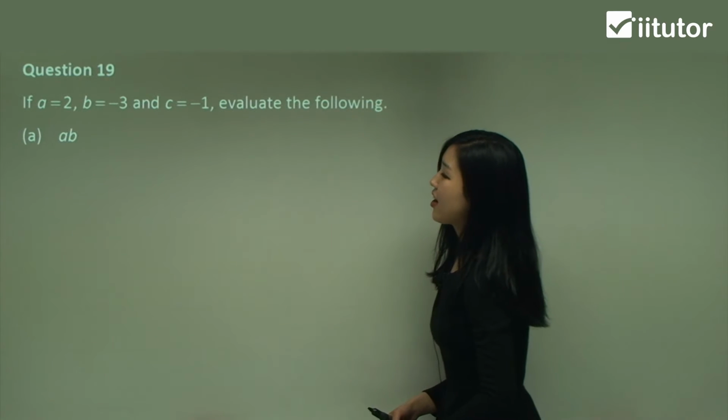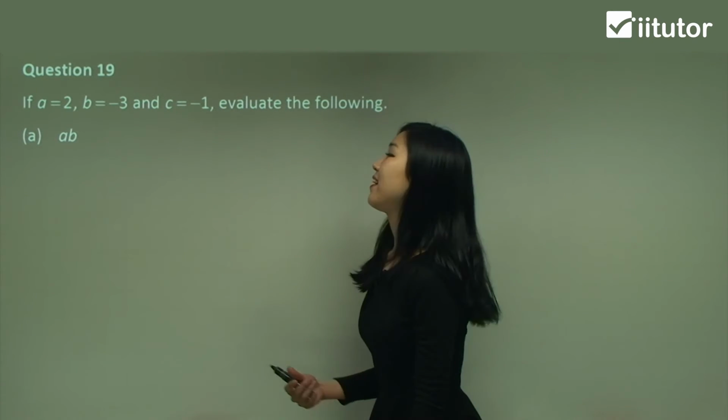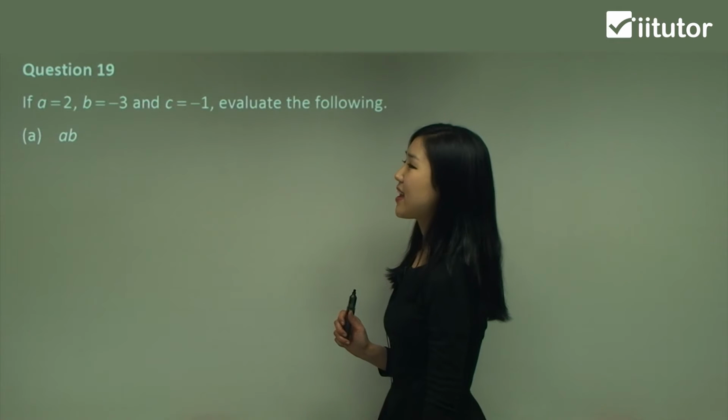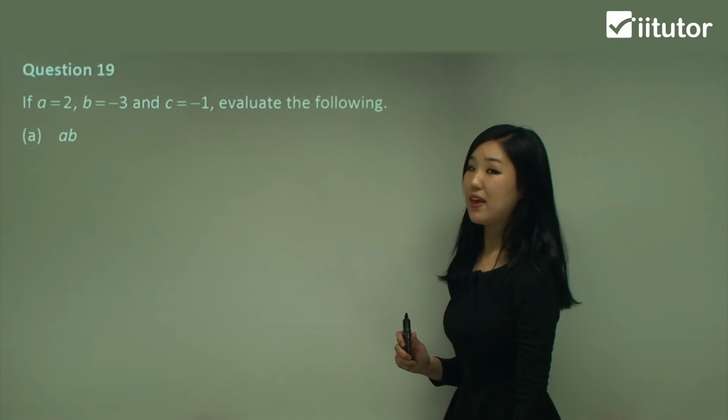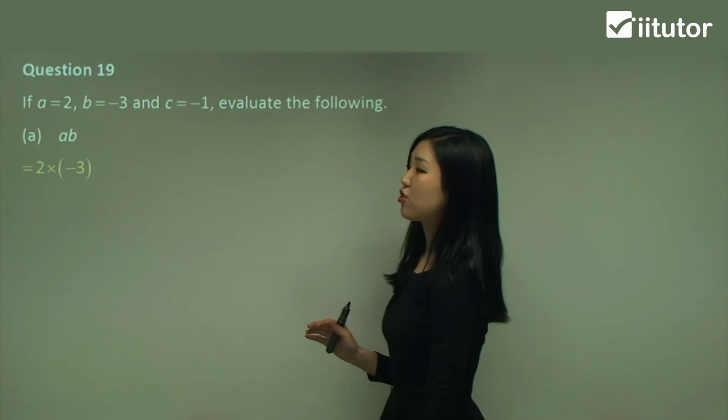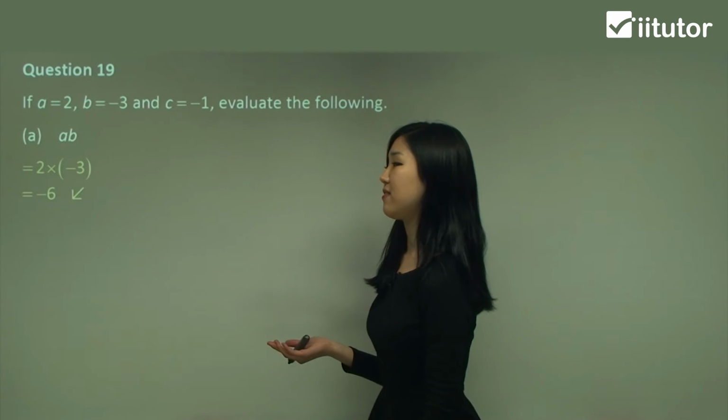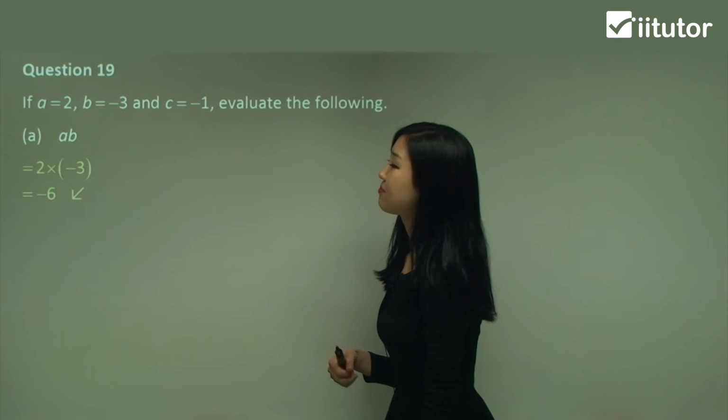Now 19, okay, this time we're going to use A, B, and C. They give you that A is 2, B is -3, and C is -1. First of all, we're going to do A times B. AB is A times B. So we do 2 times -3, which is -6. Easiest question.